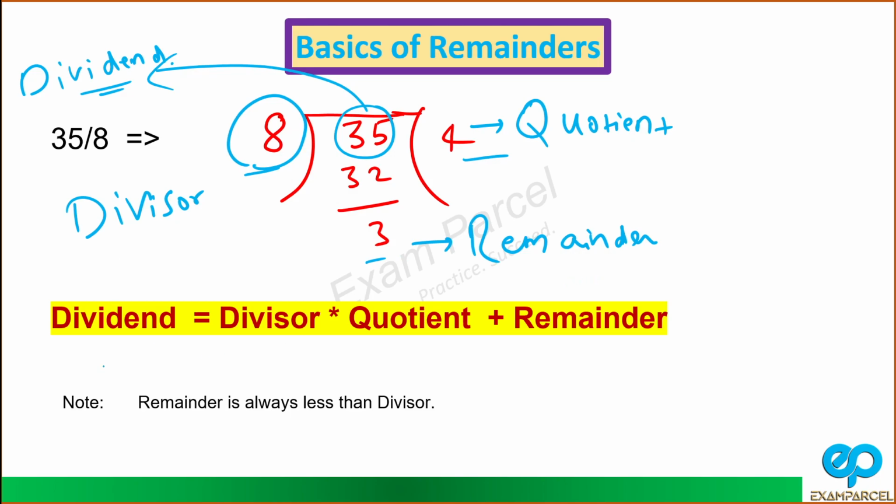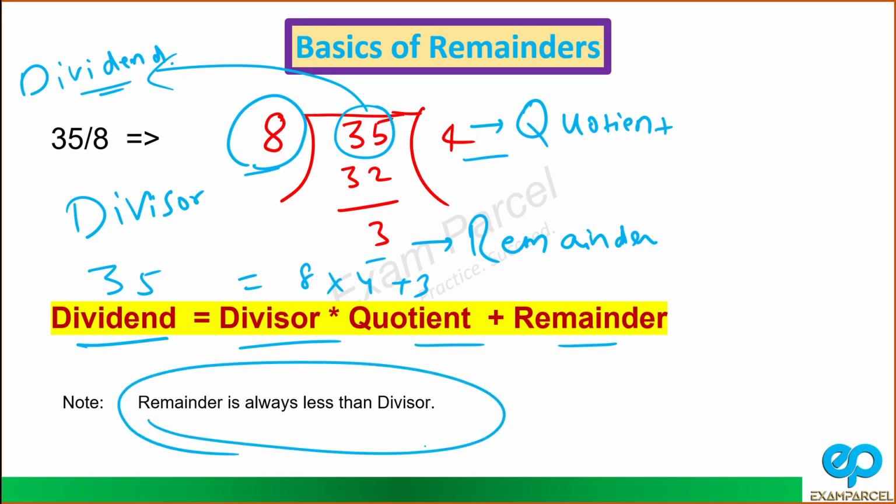So how can we define this? So we can say that dividend equal to divisor into quotient plus remainder. So if I want to write this 35, I can rewrite this as 8 into 4 plus 3, right? Now one thing to note here is that my remainder is going to be always less than divisor. It cannot be equal to, or it cannot be greater than divisor, right? It has to be always less than divisor.